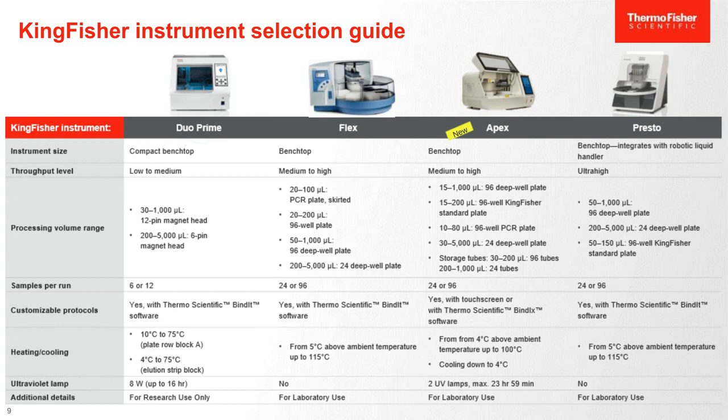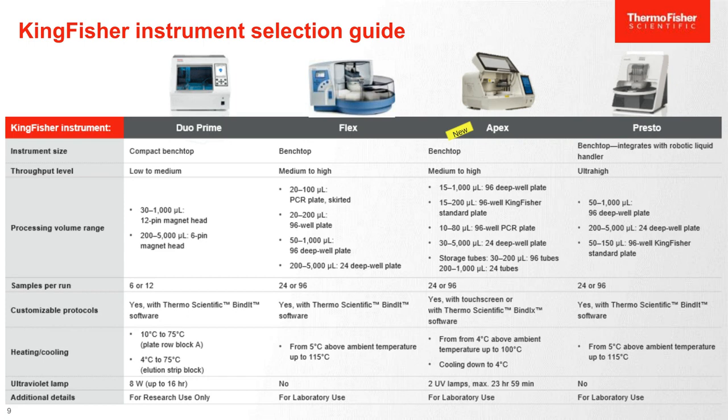When you want that next step up in throughput, you've got the Flex. So this is more the medium to the high throughput, and you can see the samples per run. It operates on the whole 96 well plate at a time, or a whole 24 well plate. So you can get much higher throughput in your extractions. And both of these instruments work on the Bind-It software, which is a separate software that allows you to actually change and optimize your protocols if you wish. I'll come back to the Apex.